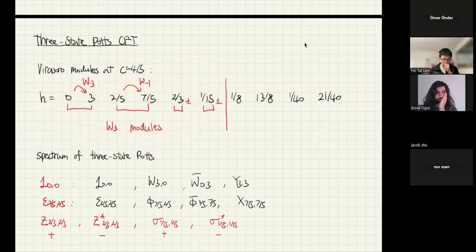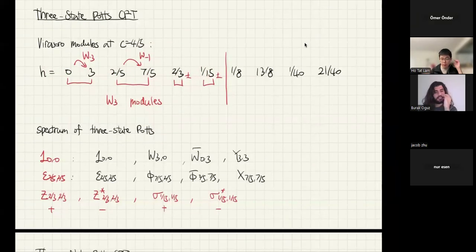And indeed, in the case of the three-state Potts model, we can organize the spectrum into W3 modules. We see that there are modules coming from the identity, a module coming from 2/5, and modules coming from 2/3, 1/15, and 1/15. So all of the states that appear in the three-state Potts model happen to come from these Virasoro representations, so you can always organize them into W3 representations. These are not W3 representations, and indeed this doesn't appear in the three-state Potts model.